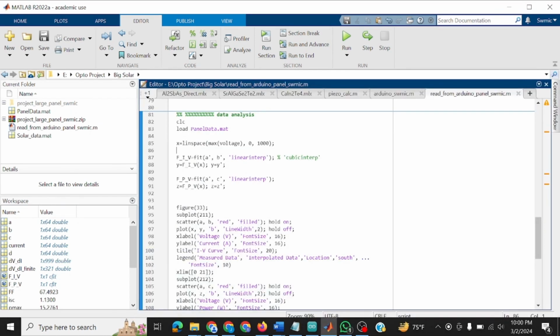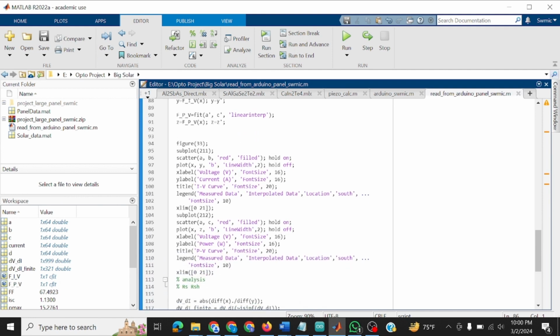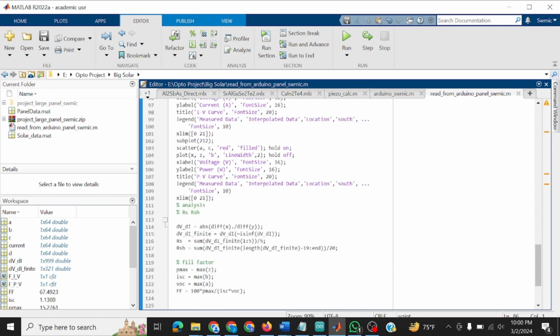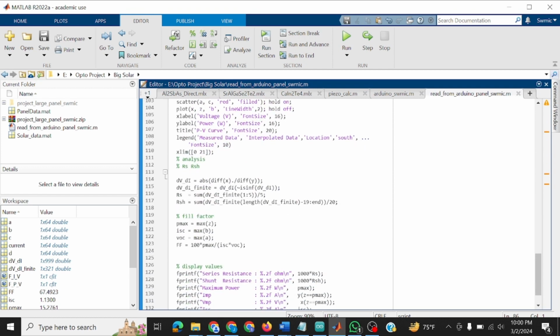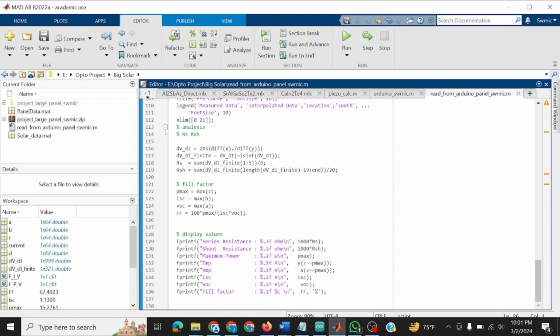Here we have taken the data of this log, and we have selected the base dataset, that is panel data.mat. From the data we will show our IV curve, then we will show our PV curve, and then by differentiating we will find our series resistance and shunt resistance, and from the MPP we will discover our maximum power point, and then we will find the fill factor, VMPP and IMP.